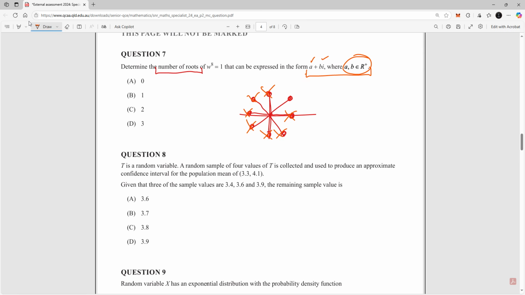So the number of roots that can be expressed in this form, where a is positive and b is positive, is only 1. So the correct answer here is B. Now that's a good question, but that's also a tricky question. A lot of people would just guess that one, I reckon, because they wouldn't notice that bit at the back, okay? Hopefully you won't now when you do your exam, okay?